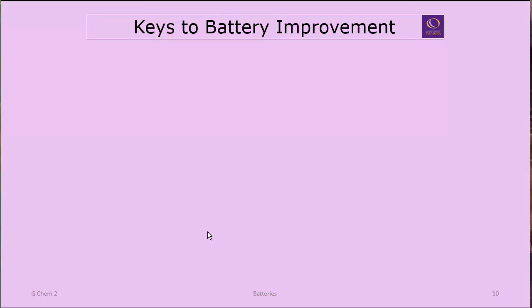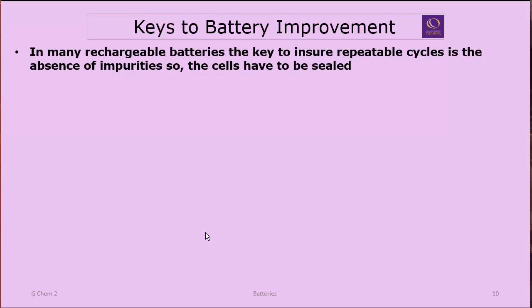I've mentioned some of these things, but I wanted to really put them in as keys to battery improvement, and help you understand how batteries work and get your mind thinking about some of the keys to making a battery work. In many rechargeable batteries, the key to repeatable cycles is the absence of impurities. So the cells have to be sealed. Some of the technology that needs to continue to be developed is ways to purify cells.